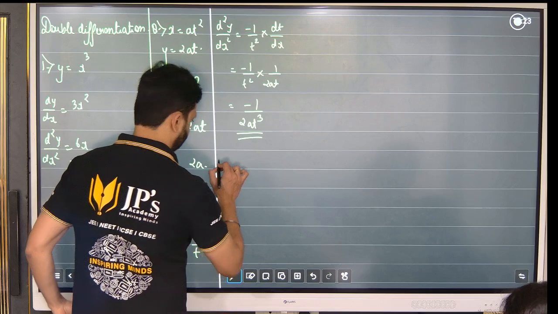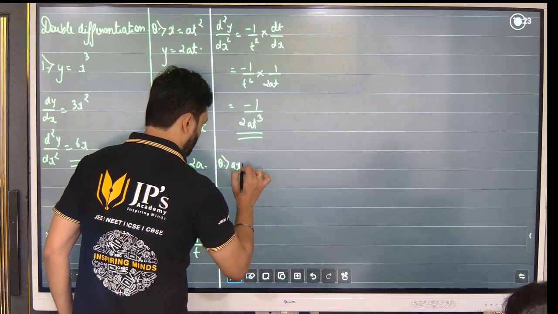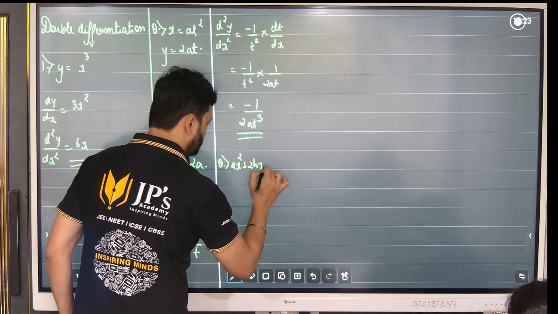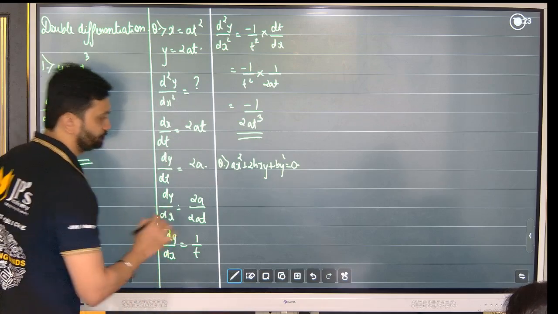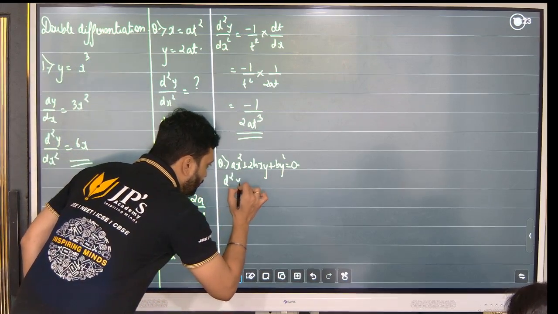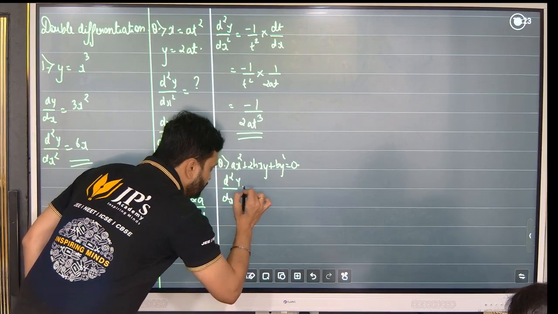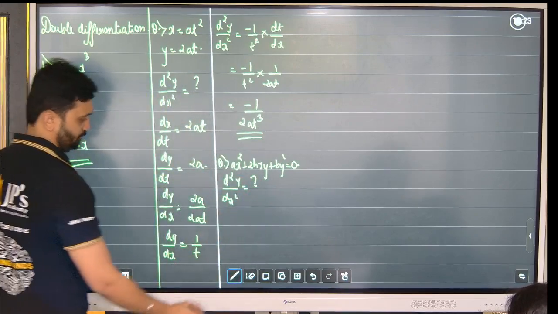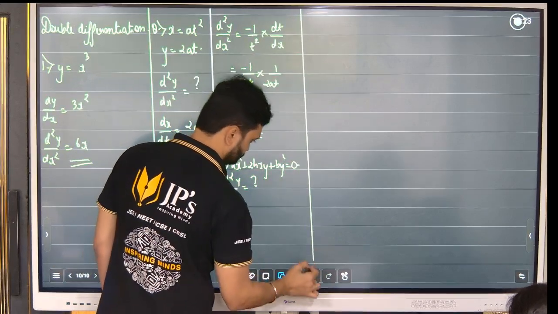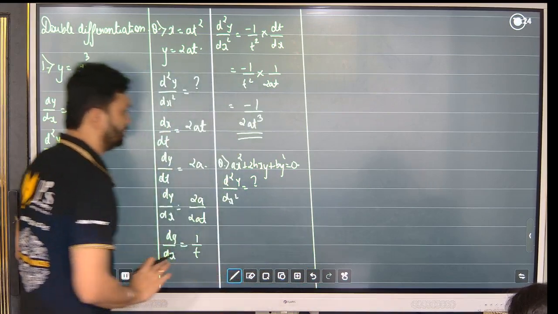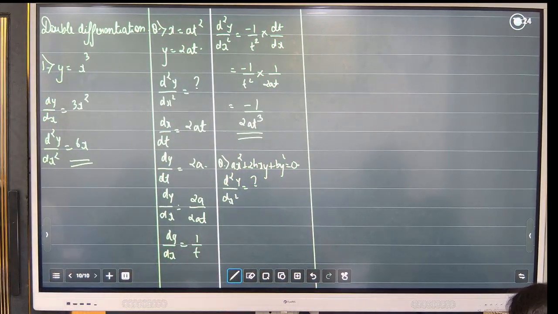Now, here's this question. ax square plus 2hxy plus by square is equal to 0. I have to find d square y by dx square is equal to question mark. Okay, double differentiation. ax square plus 2hxy plus by square is equal to 0. Find d square y by dx square. Nothing else to do. It's a very easy question.